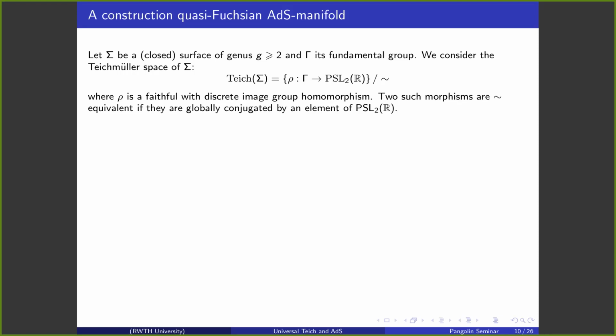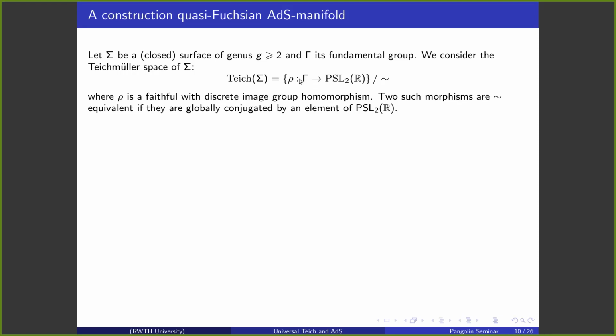So Teichmuller space is this, right? Say of a closed surface, Teichmuller space is the space of discrete and faithful morphisms from the fundamental group of the surface into PSL2R, and that's the same as assigning to the surface a hyperbolic structure, right? The hyperbolic structure would be just H2 mod out by rho of gamma.